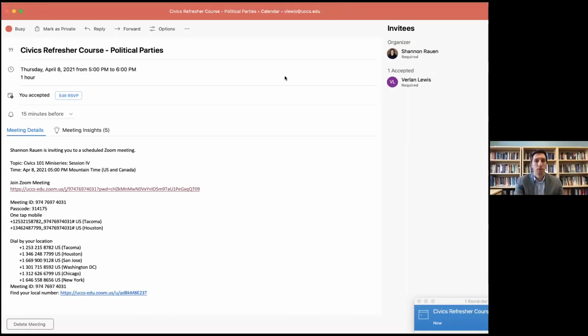So political parties is something that we hear a lot about in the news. It's something that people talk about a lot. It's something that my students are always interested in. But today we're going to try and step back a little bit and look at some of the history behind American political parties.